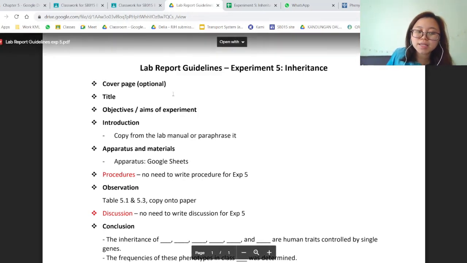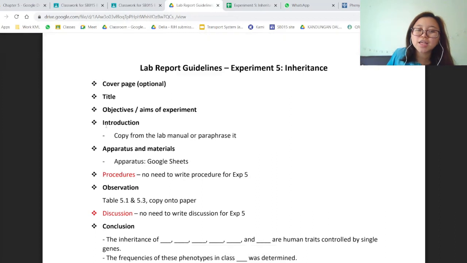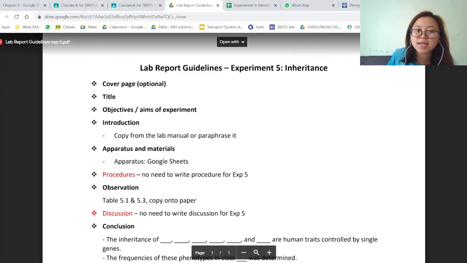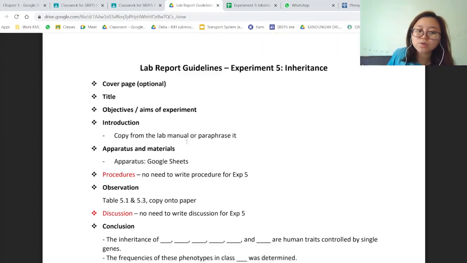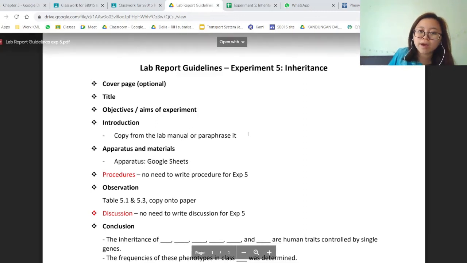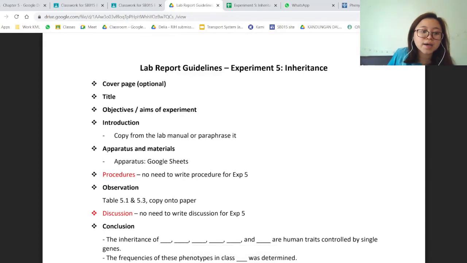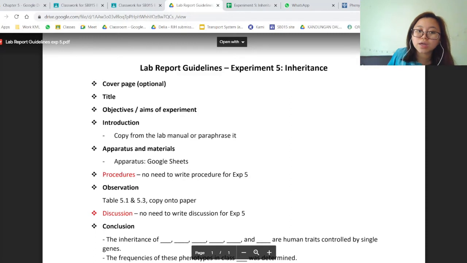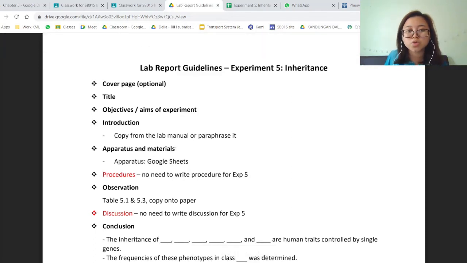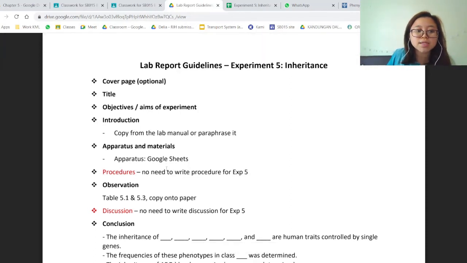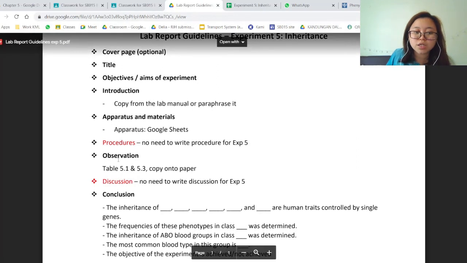Okay, selepas title cover page, baru kamu tulis lagi title, objective or aim of experiment, and the introduction. Introduction boleh salin sahaja daripada 5.1 dan 5.2. Ataupun kamu boleh buat ringkasan. Okay, you can paraphrase it to make it shorter without losing the meaning. And you can also write the apparatus and materials. In this experiment, we only use Google Sheets as our apparatus. No need to write the procedures.